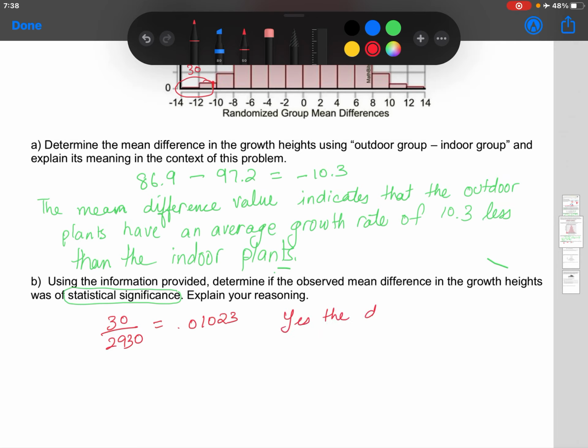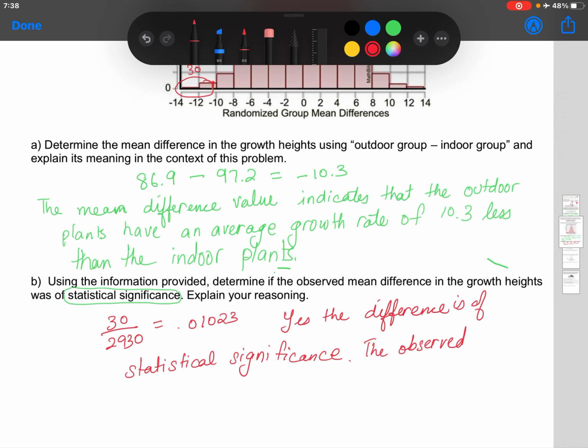So yes, you're just going to write this. Yes, this difference is of statistical significance. I'm sorry about my handwriting. It's really not good. Significance, the observed change in growth, because it did tell you, explain your reasoning, so you must write that. Just writing yes would not be enough. The observed change, just writing the definition of what statistical significance is.